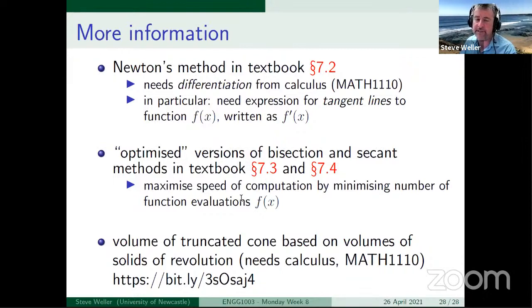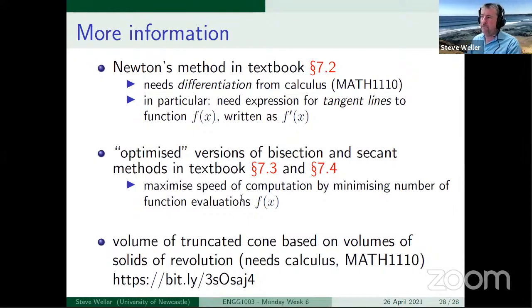If you've studied a bit of calculus before, if you're really on top of the content in this lecture and you want to extend your knowledge, I'd highly recommend section 7.2 of the text. If you haven't studied calculus before, just put a mental note in that you can return to this content once you've studied a little bit of calculus, such as in, for example, Math 1110. The treatment in the textbook of the bisection and secant methods is a little bit different to the one I've followed here. They're both very good treatments in sections 7.3 and 7.4.